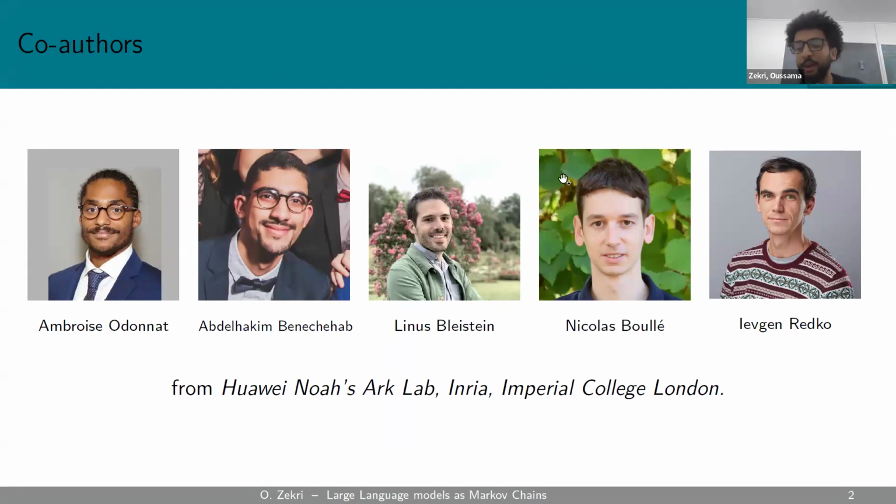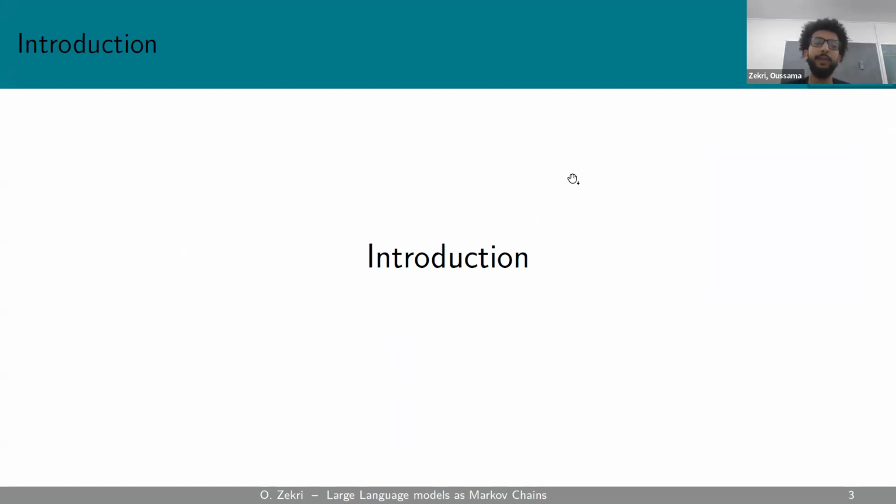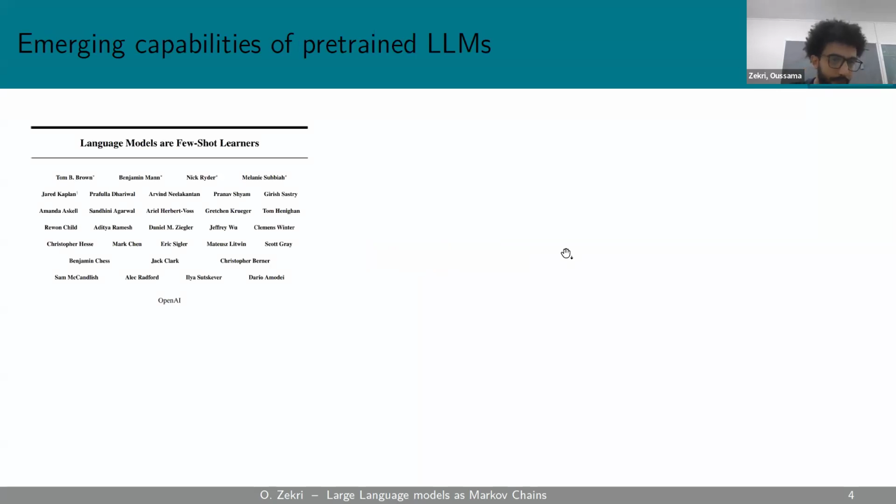Let's first talk about the first part of the title, so large language models. I will not teach you the fact that those models are really impressive, but I just want to emphasize a certain point, certain emerging capabilities of those large language models. In 2020, there was this paper from OpenAI that established the fact that those models can learn additional patterns during inference in a few-shot manner or in a zero-shot manner.